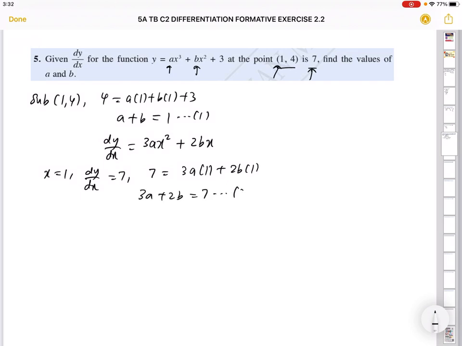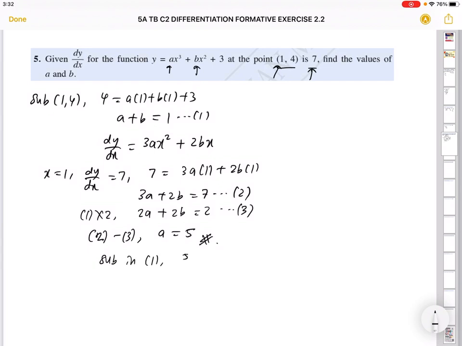Equation 2. Now, how you want to solve this simultaneous equation is up to you. You can use elimination or you can use substitution. I personally like elimination. I'll just take equation 1 times 2. So 2a + 2b is now 2. I call this equation 3. We'll just do equation 2 minus equation 3, and I'll get my a equals 5. When I sub inside equation number 1, 5 + b is 1. b is negative 4.